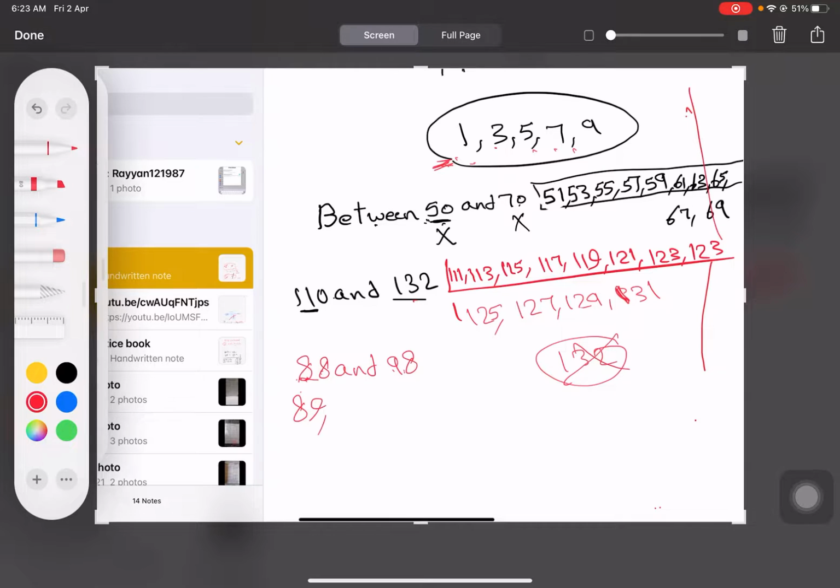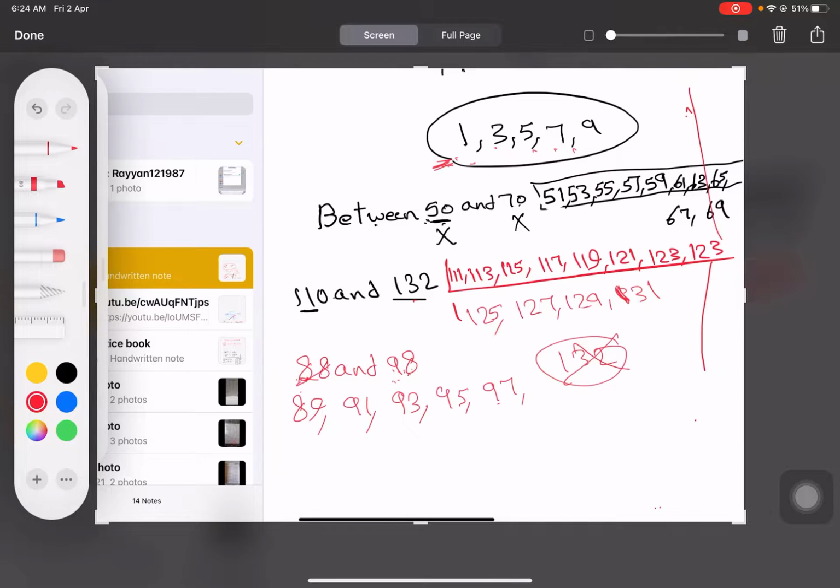90 is even. 91 is odd. 92 is even. 93 is odd. 94 is even. 95 is odd. 96 is even. 97 is odd. 98 is even, and it's here listed in my question.